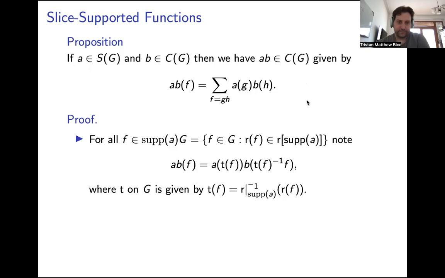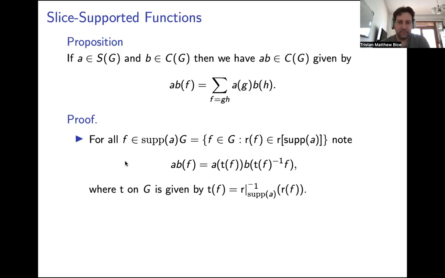So, the proof. I think this is what we were getting towards at the end of last lecture. Notice that if you have some F here, which is an element of your groupoid, and which shares a range unit with some element in the support of A, that's basically what this set is saying. It consists of all those elements F in G whose range is the same as the range of some element of the support of A.